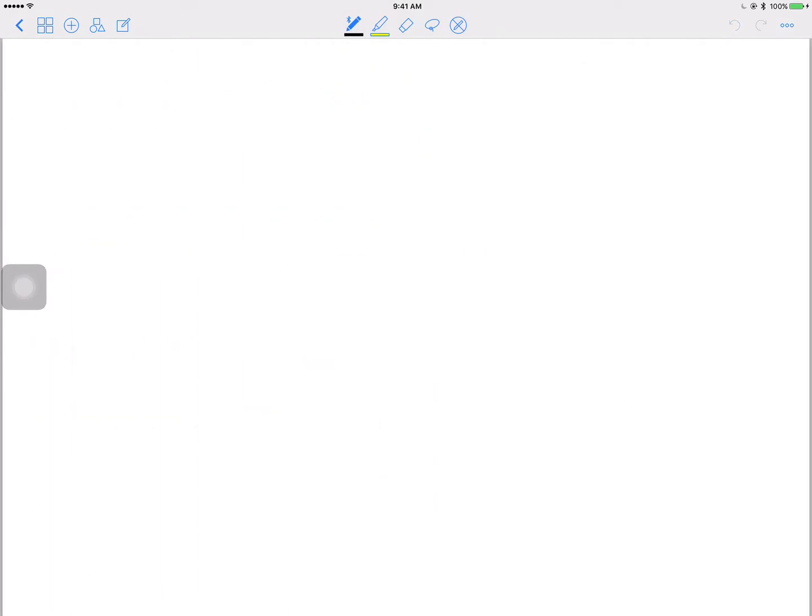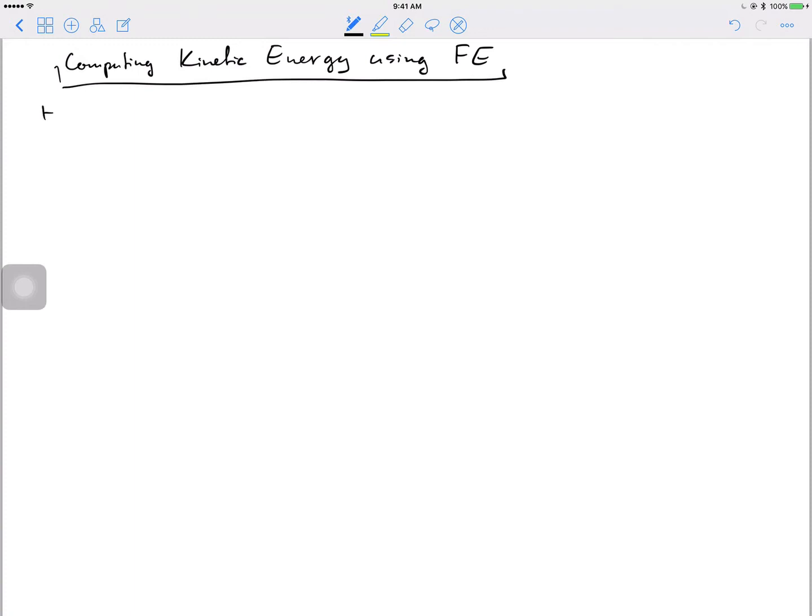So the second step is computing or estimating kinetic energy using finite elements. So the motivation is obvious, right? The physics is about the Hamiltonian. The Hamiltonian is about this potential energy and the kinetic energy.